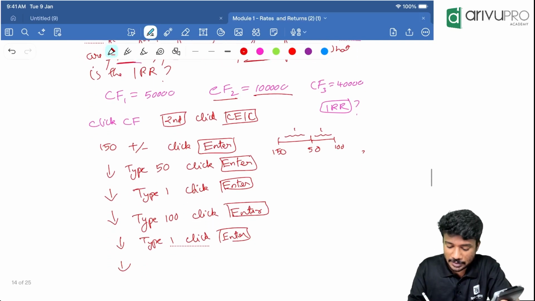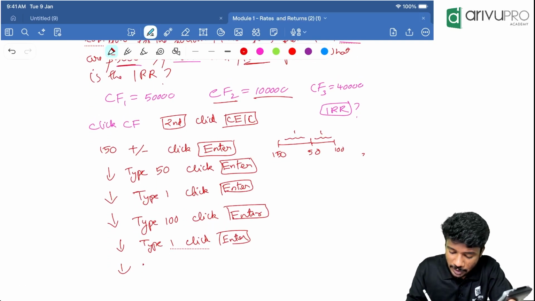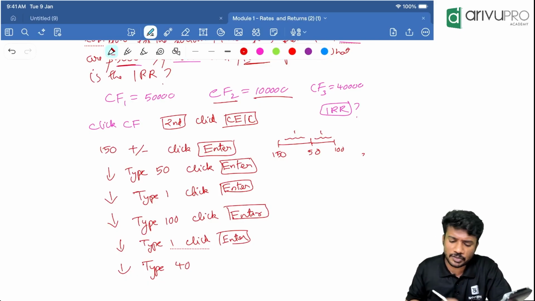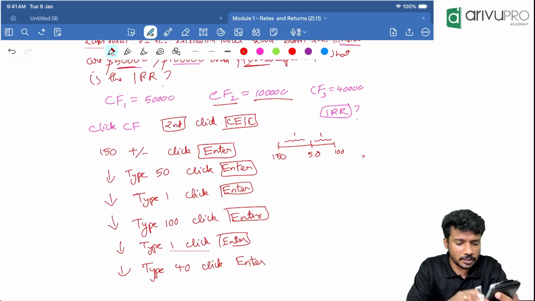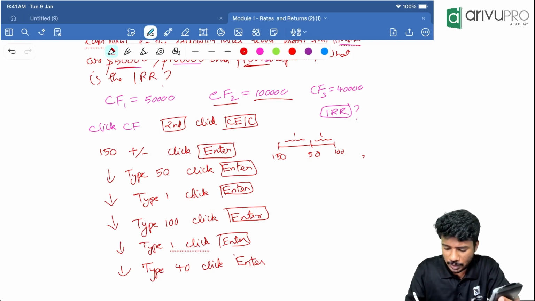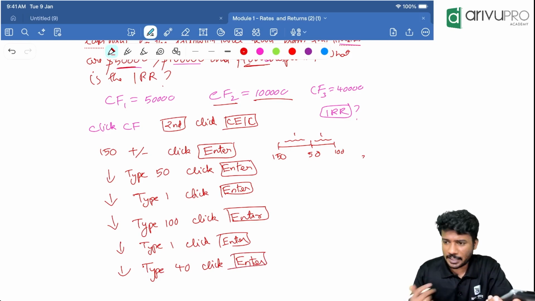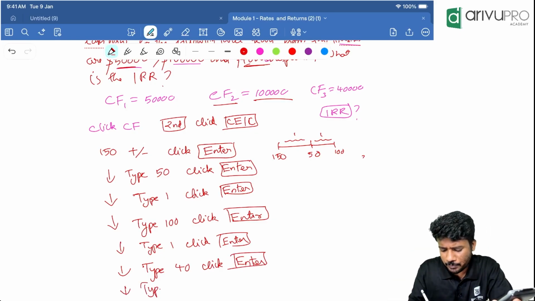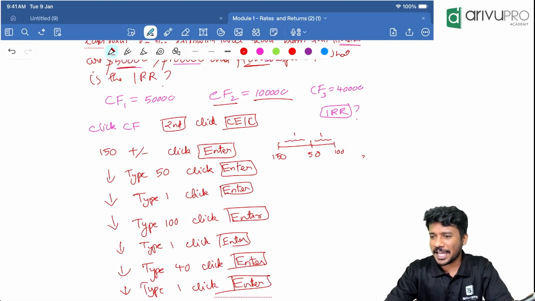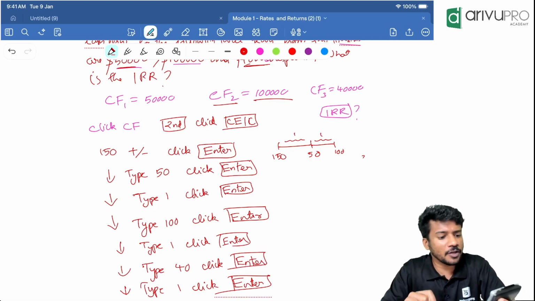Then C03 is there, right, on your calculator. On C03, 40,000 means how much will you write down? You will just put 40 over there and click Enter. Done. Then move down. You will see F03. That is already given as 1. Click Enter. Type 1. I'll just mention type 1 because this is the first time we are doing a question based on cash flow. Otherwise, going forward, we will not do that. If the cash flow is 3 or 4, we will change it. Now you type Enter.